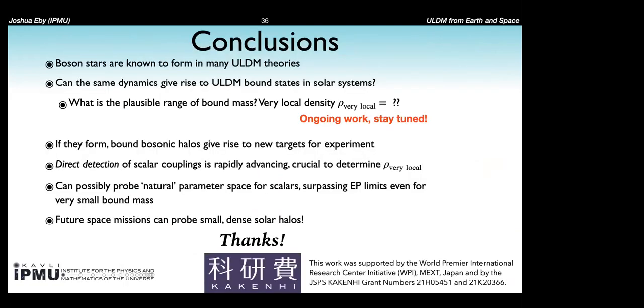In conclusion, there are lots of interesting ultralight dark matter bound states, including boson stars, and also, we think, bound states in the solar system. I do promise you that we have work coming that will be able to predict, or at least bound, what is likely for the density of these bound states. But it has big implications for direct detection.